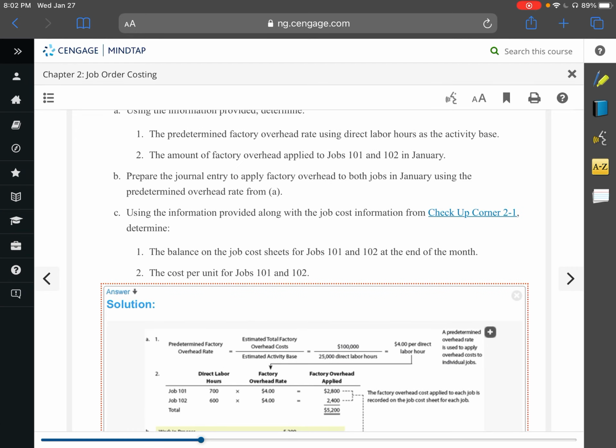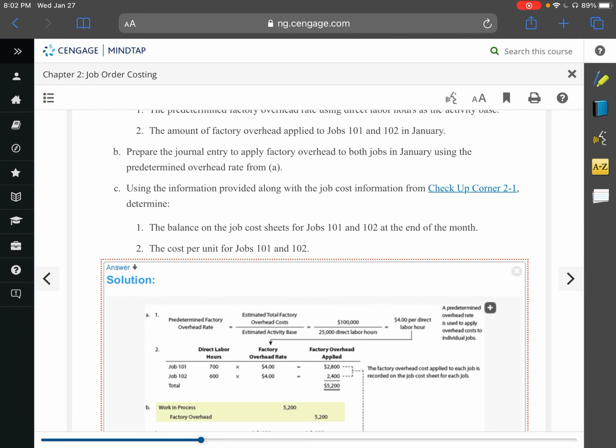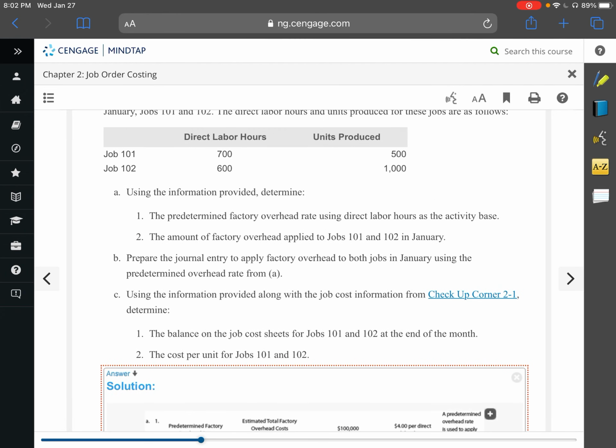All right, so then number 2, they want us to apply that to the amount of factory overhead in jobs 101 and 102. And we base that on the 700 direct labor hours for job 101 and the 600 direct labor hours for job 102.